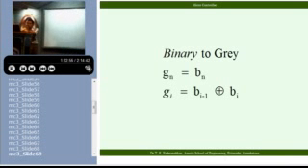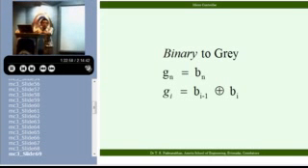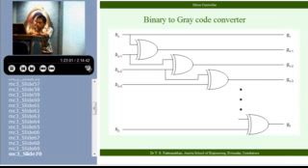Both of them use the same number of bits. An n-bit binary, when you convert, you get an n-bit gray code and vice versa.